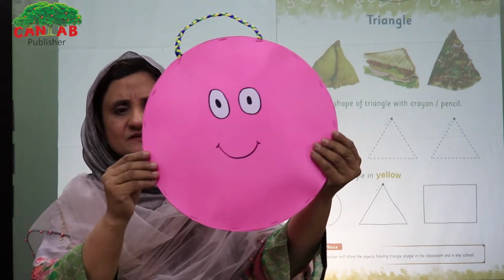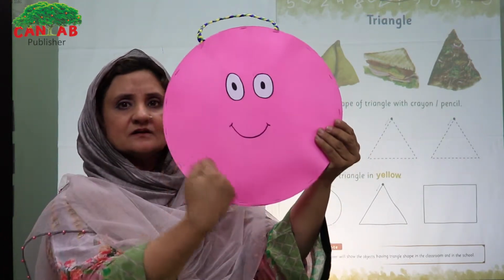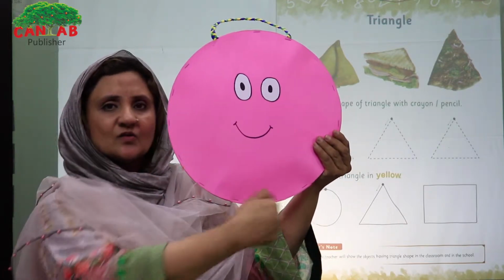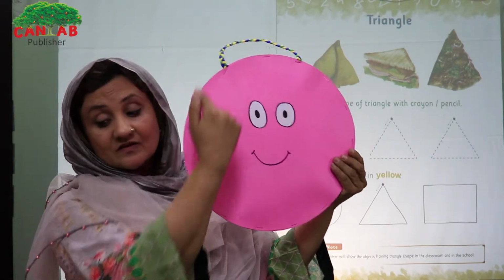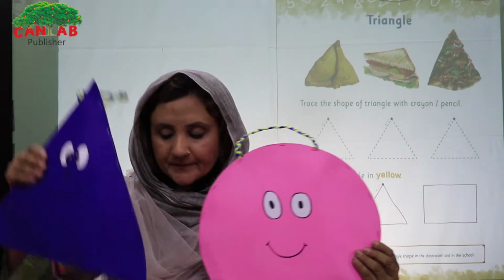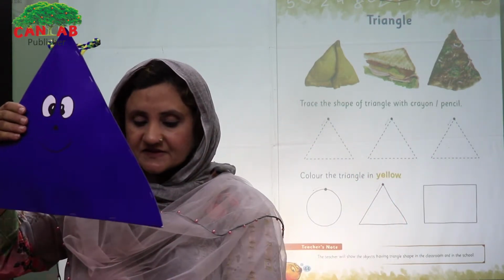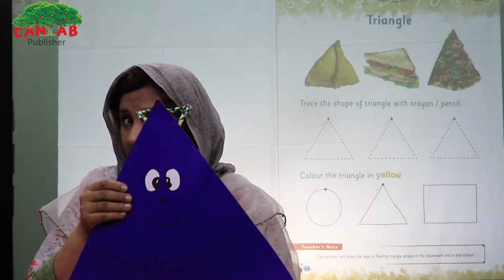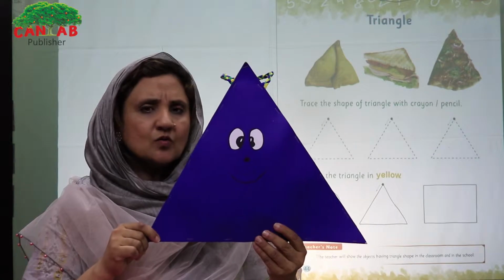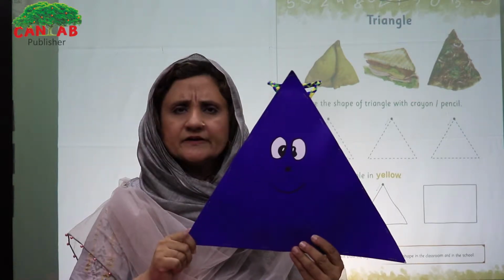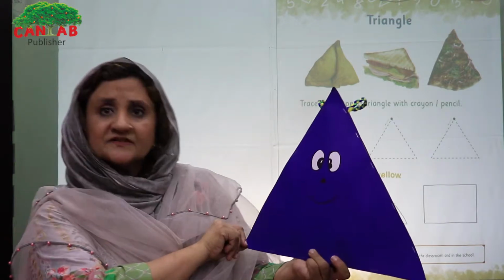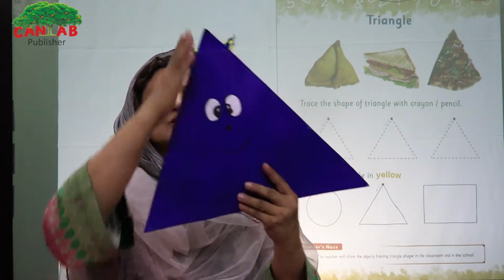What is this? It's a circle because it is going round and round, round and round. But look at here. Is it a circle? Is it going round and round? No, it's not a circle. Then what is it? Oh, let's count the sides.